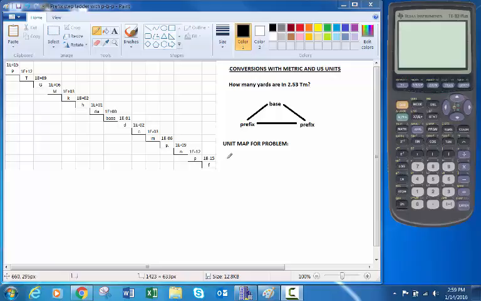So our unit map is going to start with the unit terameter because that is the unit that's given to us in our problem. So we will say that in our conversion, we know that we definitely need to start with the unit terameter. Terameter is a unit that begins with a prefix. So even if we don't know anything else, we know that we can convert terameter into the unit of meter.